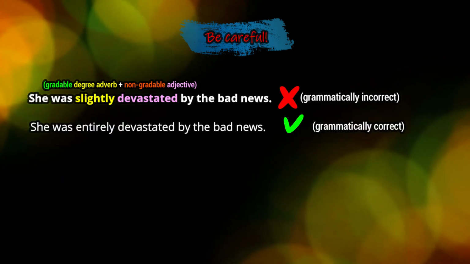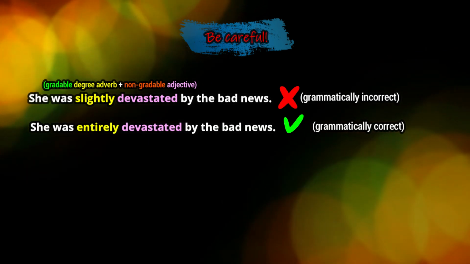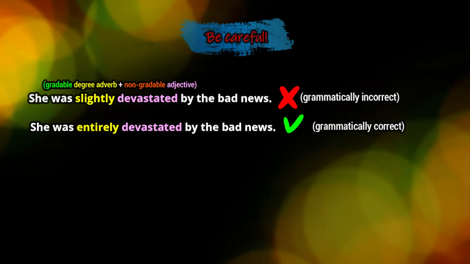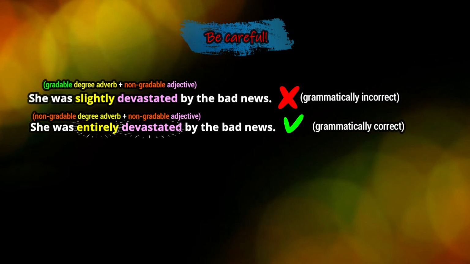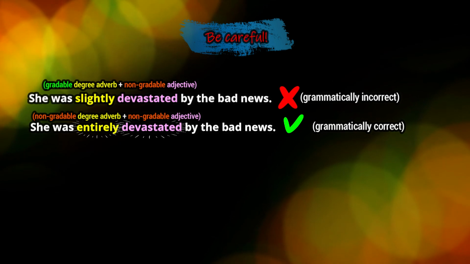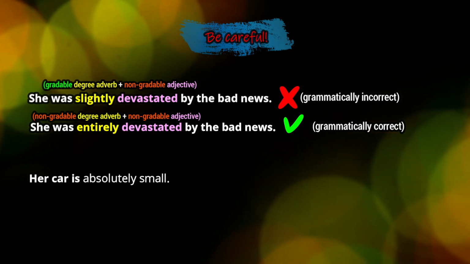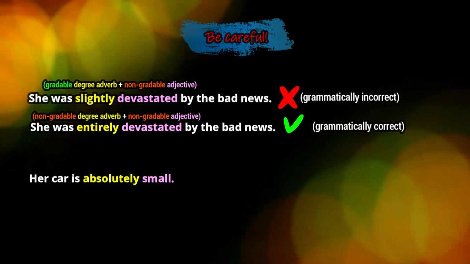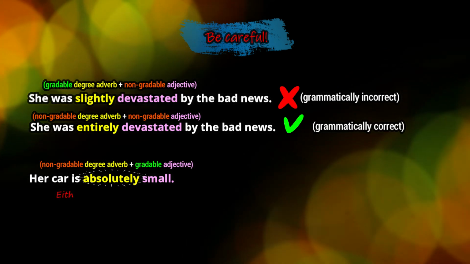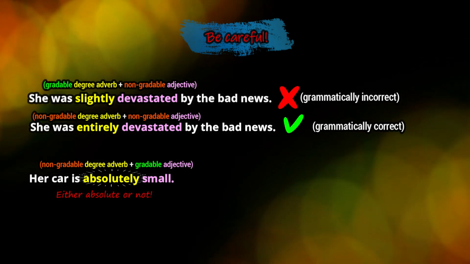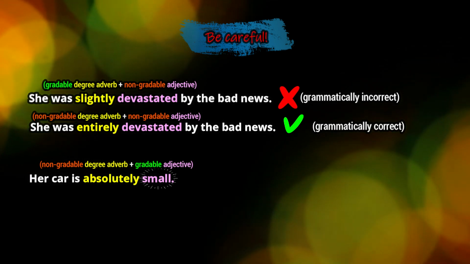Just like this example: she was entirely devastated by the bad news. This is similar to the example I already talked about, where there's a non-gradable adverb and a non-gradable adjective. And this is to emphasize how strong it is. The same thing goes for our next example. Her car is absolutely small. Again, we have our non-gradable adverb "absolutely," which you can't change. It's either absolute or it's not. And "small" we can grade. We can grade how small something is.